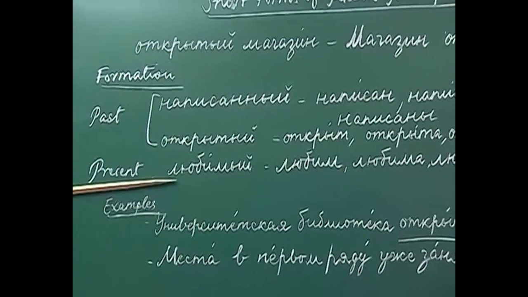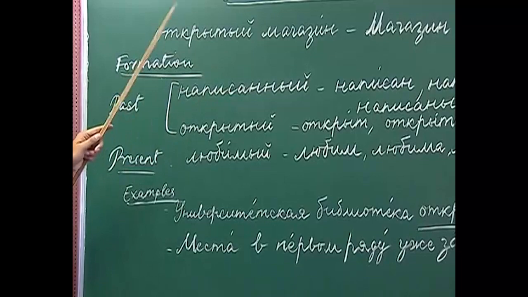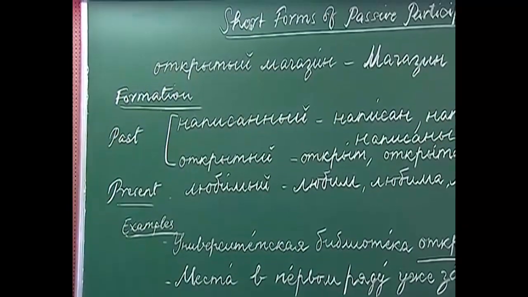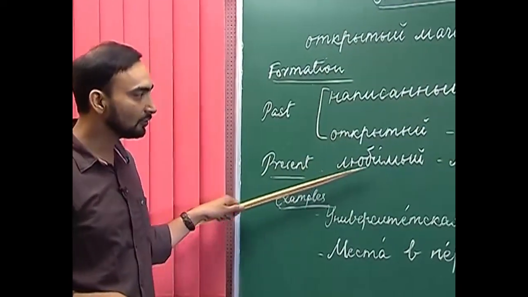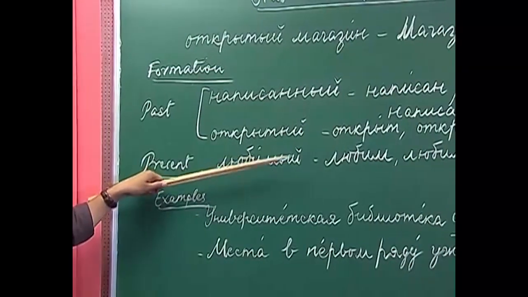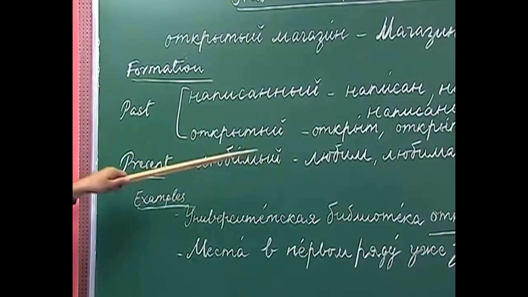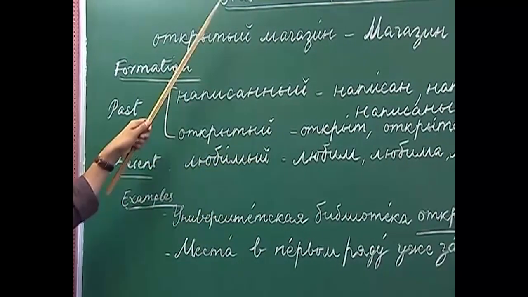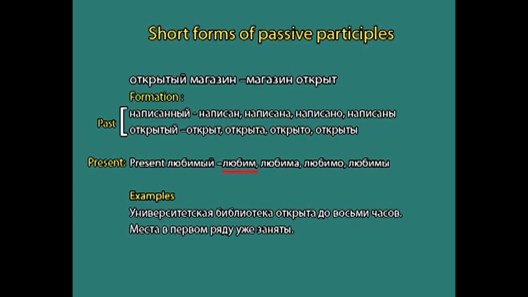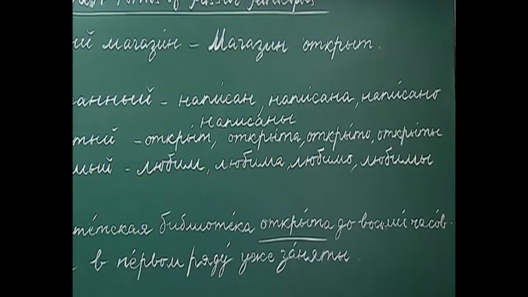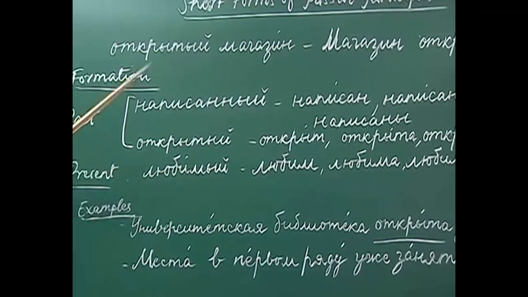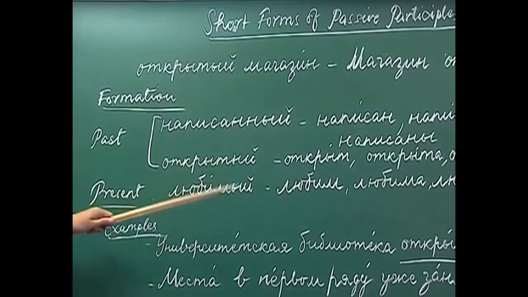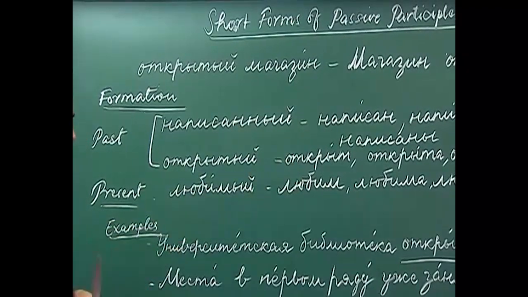So, now the thing is, I have already told you that the short forms of passive participles are also derived from the present participle passive. For example, любимый. Любимый is the present participle passive. So, from present participle passives also short forms are derived. For example, любим, любима, любимо and любимы. So, these are 4 forms, although we must mention here that the short forms from the present participle passive are very rarely used.